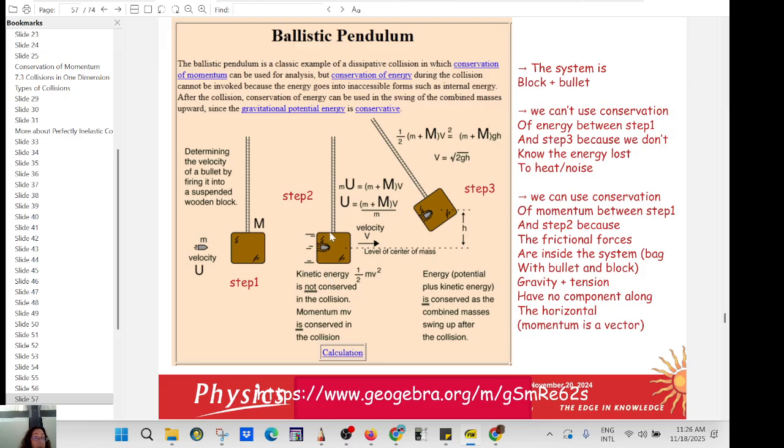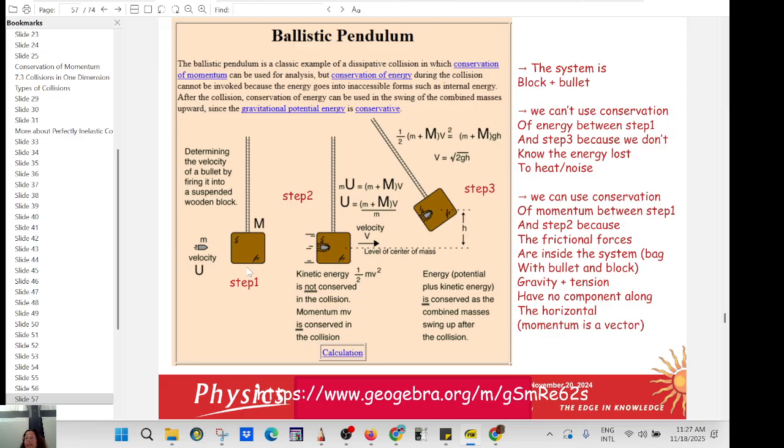Yeah, it's not conserved because some of the kinetic energy will be lost. How do we lose energy? If you have air resistance, if you have friction. The bullet is going to rub inside the block and there will be an increased temperature. So you cannot use conservation of energy between step 1 and step 2, because you don't know how much energy has been lost to heat. Agree? However, can we use conservation of momentum?